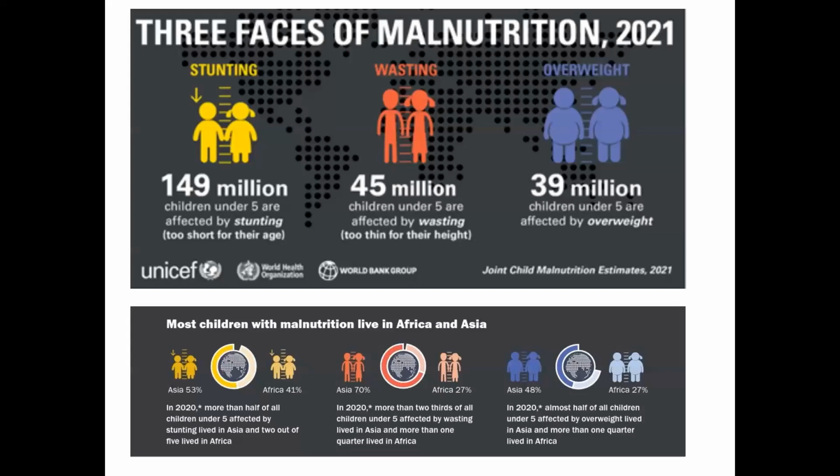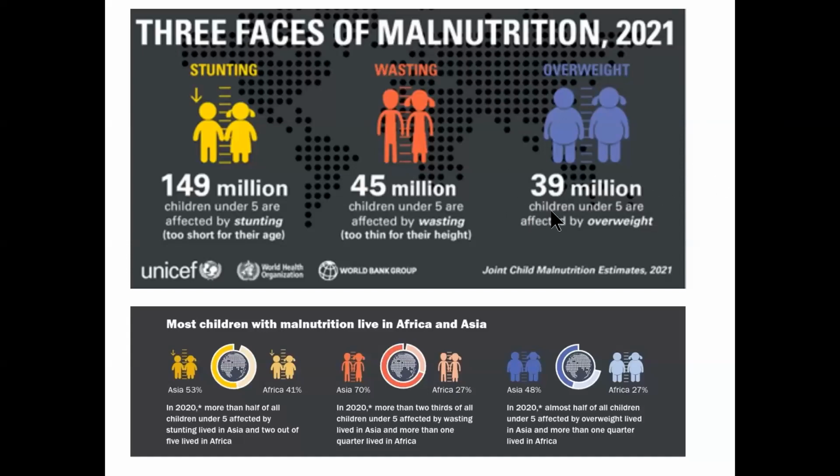So currently, this was from the WHO. It shows that currently 149 million children under 5 are affected by stunting. Stunting, as explained, means too short for their age. And about 45 million children under 5 are affected by wasting, which means they are too thin for their height when we use the weight-for-height charts, which we will show you. And also 39 million children under 5 are affected by overweight. So we can see that this is really a serious problem.